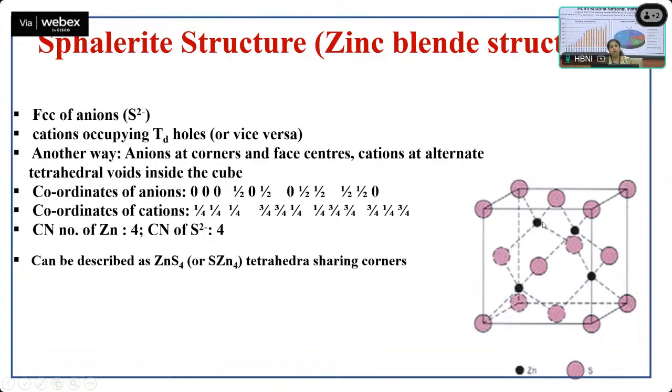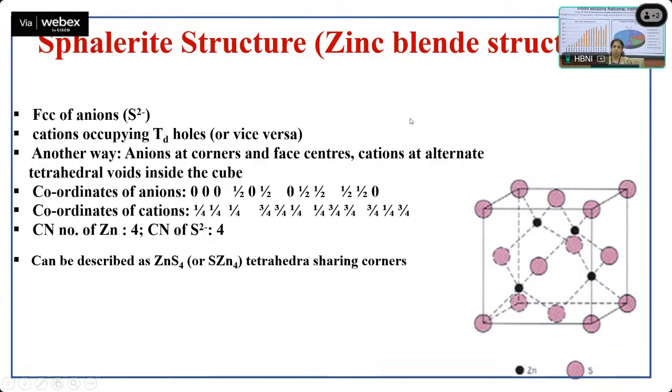So now your cation, that is zinc ion, will occupy alternate tetrahedral voids, and the positions of the zinc ions themselves will look like a tetrahedron. So this is 1, this is 2 coming forward, this one again at the back, and this one again in the front. Okay, coordinates of anions are same as what was for the rock salt structure.